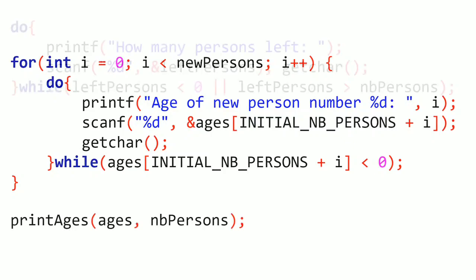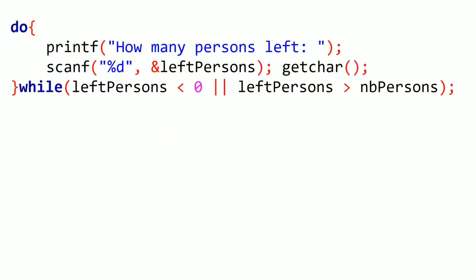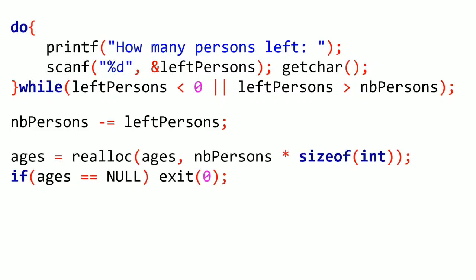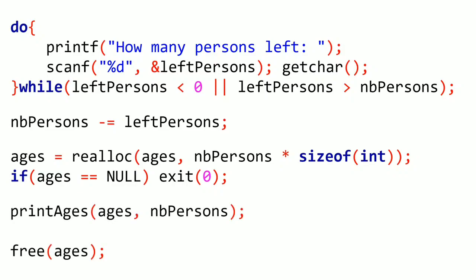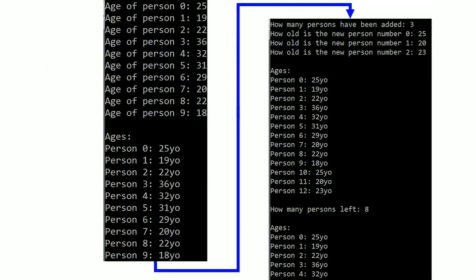After it, we ask for how many people left. We make sure that it's a positive number, and that it doesn't exceed the actual number of persons. Then we subtract it from the actual number of persons and we realloc again. If the reallocation failed, we exit. Then we print the ages again to see that the array changed again. And at the end, we free the allocated memory, then the program ends. And here is an output example.